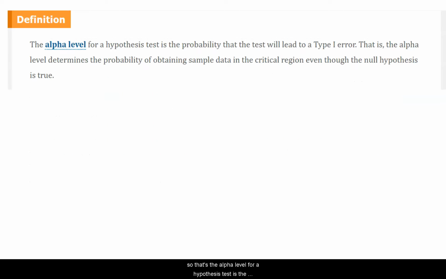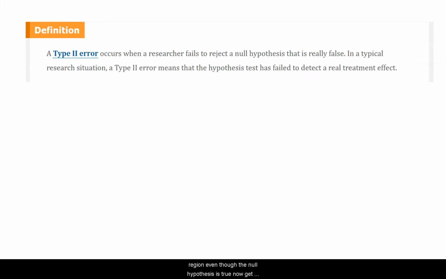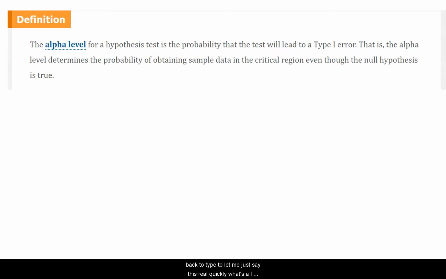So that's comforting. The alpha level for a hypothesis test is the probability that the test will lead to a type 1 error. Absolutely. That is, the alpha level determines the probability of obtaining sample data in the critical region, even though the null hypothesis is true. And I'll get back to type 2. Let me just say this real quickly.